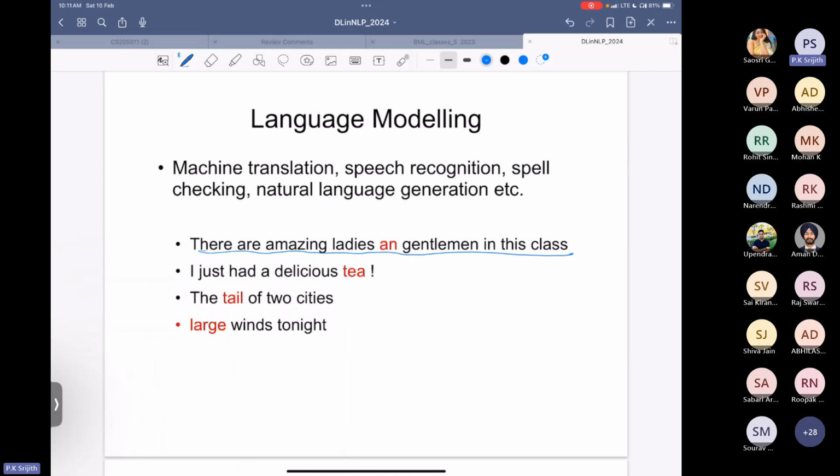For example, we saw this example of spell checking. If you look at this, the tale of two cities, it's unlikely a word like tale will appear among these words. It should be something like TALE. That kind of understanding we get if we know the order in which the different words should appear in a sentence. So we need to get an idea about how these different words form a sentence in a particular language.